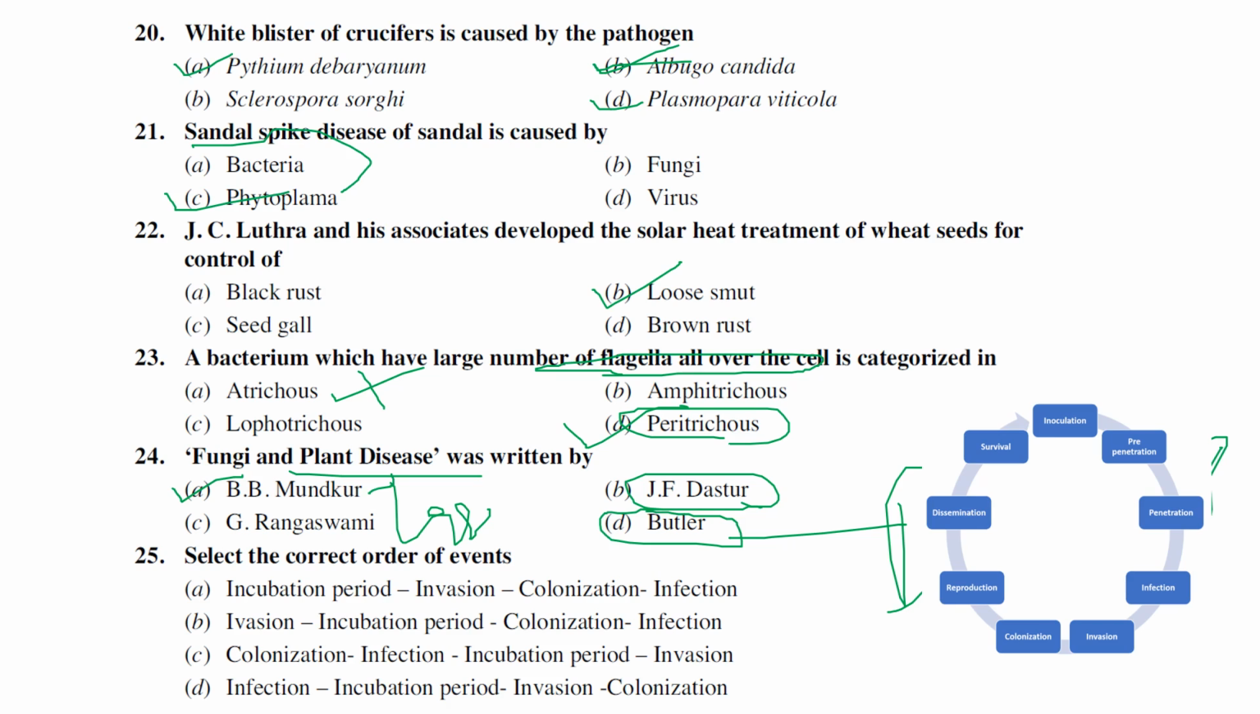The next one is: select the correct order of events. Incubation, invasion. If we see in pathogenesis, generally it is attachment, after attachment infection, incubation, invasion, and colonization. This is the general procedure. The first must be infection. We can see option D: infection, incubation, invasion, and colonization. This is actually the cycle that happens, and this is the order.